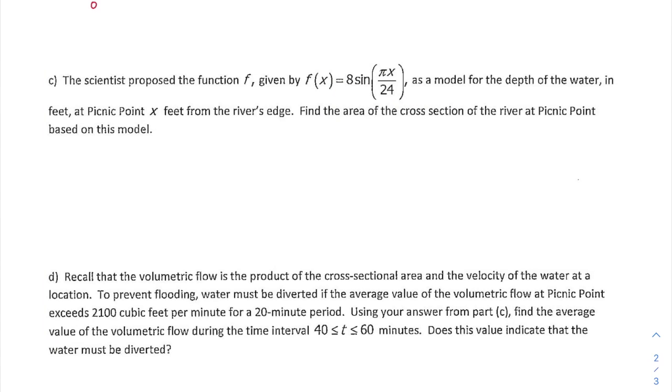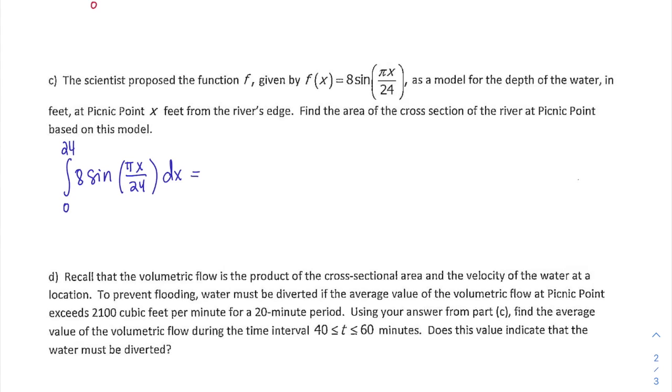Question C. The scientists proposed the function f given by f of x equals 8 sine pi x over 24 as a model for the depth of the water in feet at Picnic Point x feet from the river's edge. Find the area of the cross sections of the river at Picnic Point based on this model. So this is an alternative to the data that we were given. We want to find the area based on the width of our river being 24. So I'm going to do the integral from 0 to 24 of f of x, so 8 sine pi x over 24 dx.